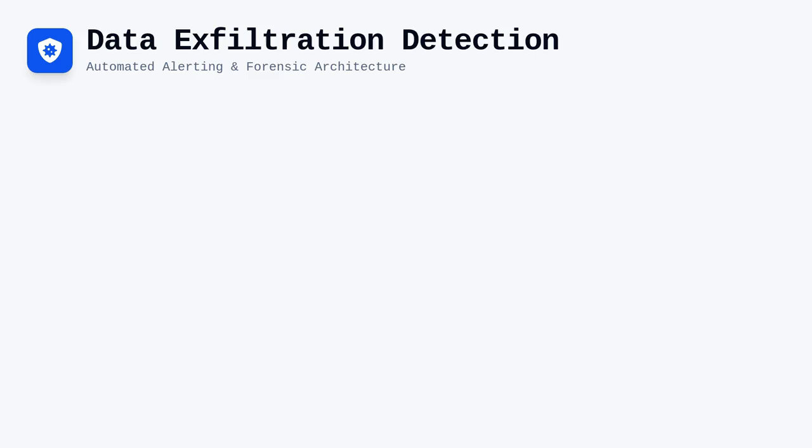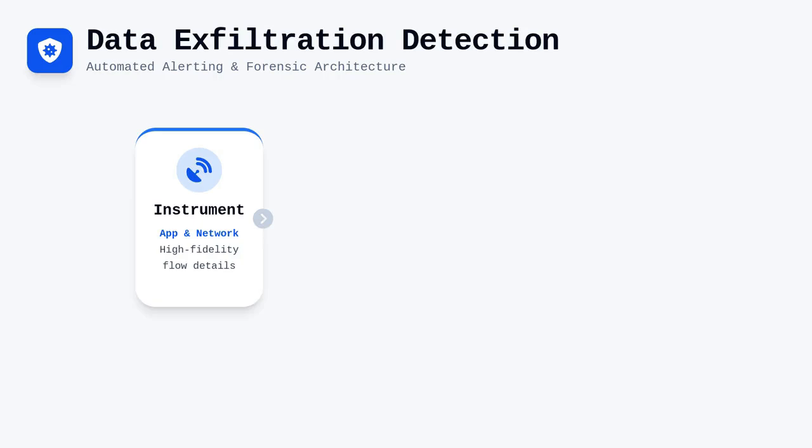Effective detection hinges on building automated alerting systems that monitor system telemetry with a specific focus on identifying unauthorized mass data exfiltrations in real time. We achieve this by instrumenting our application and network layers to export high-fidelity flow details, which are then fed into a centralized logging pipeline that evaluates traffic volume against expected operational norms.